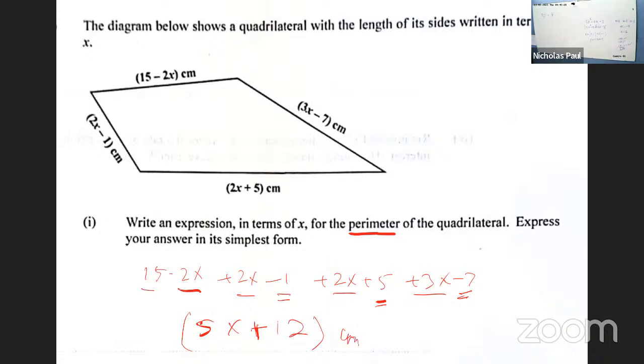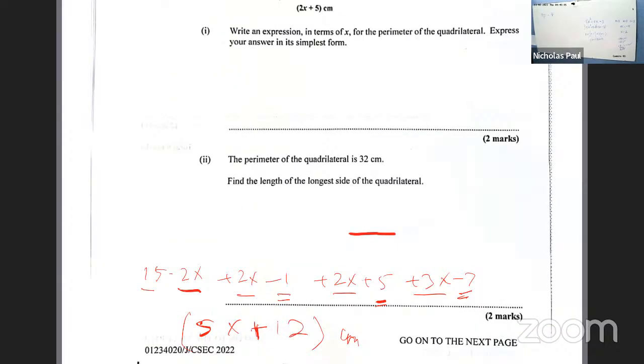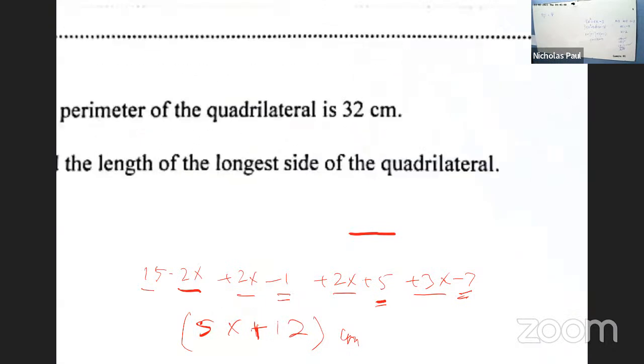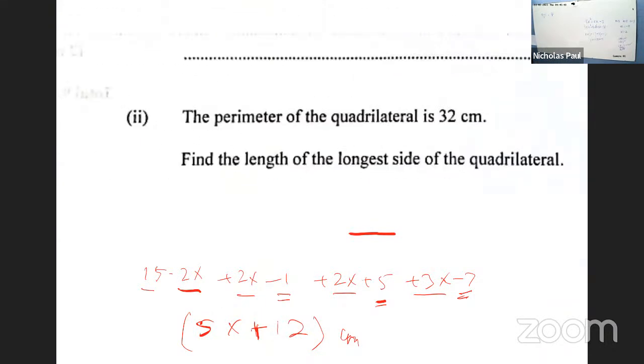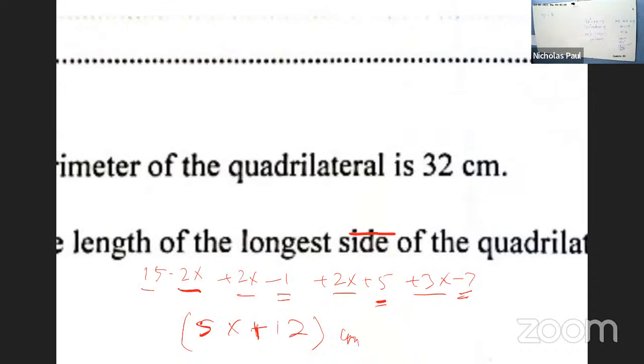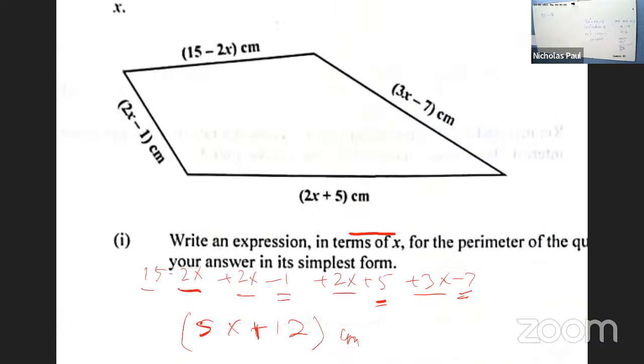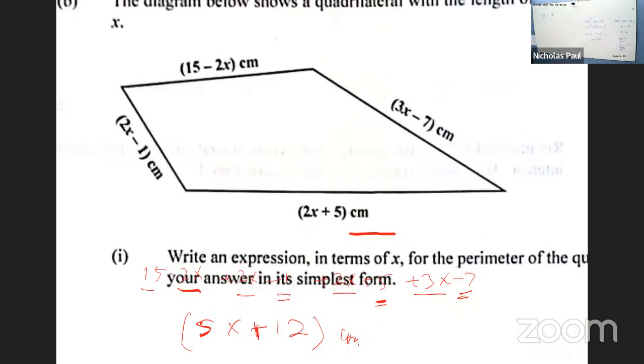Alright, let's go. 5x plus 12. Next pass, right. Here's what it said. It said that its perimeter is 32. Find the longest side. Perimeter is 32, for those who don't see it. Find the longest side. Which side is the longest?